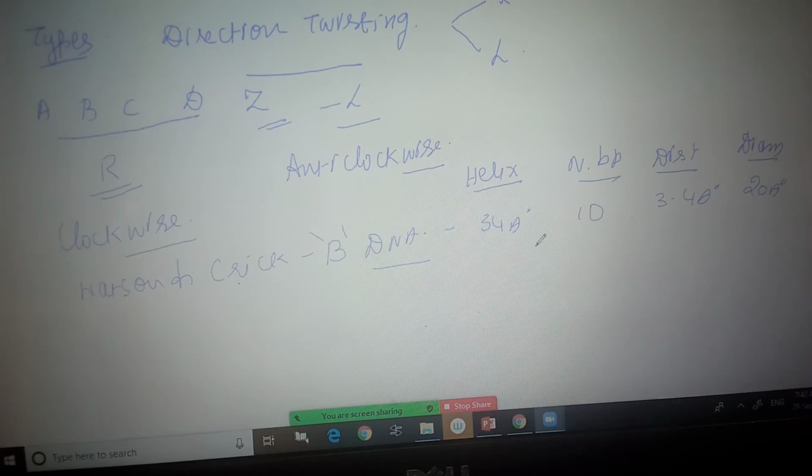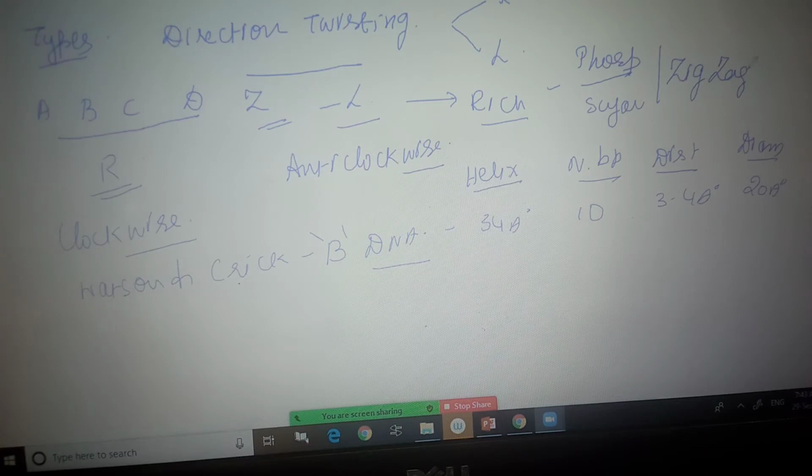Now, Z DNA is discovered by Rich. Why is it Z DNA? The phosphate and the sugar, which constitute the backbone, get arranged in a zigzag manner. That's why it is Z type.